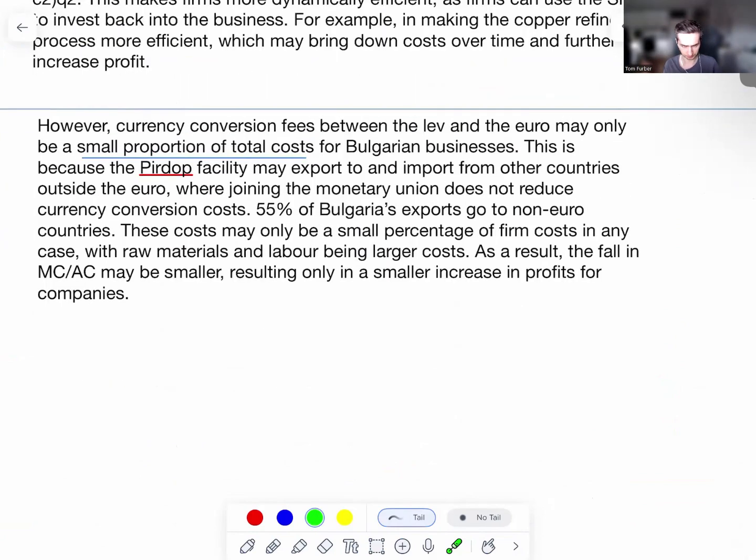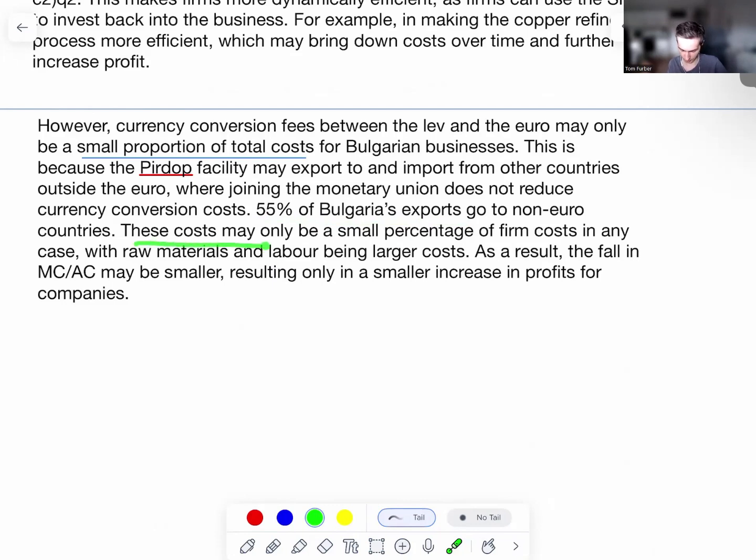Let's evaluate this point. So, however, currency conversion fees between lev and euro may only be a small portion of total costs for Bulgarian businesses, as a typical evaluation point, proportion of costs. This is because, for example, the Pernik facility may export to and import from other countries outside the euro. So joining the monetary union does not reduce currency conversion costs. So we can use that fact, or the opposite of the fact, from the extract. If 45% of Bulgaria's exports go to the euro area, then 55% of their exports go to non-euro countries.